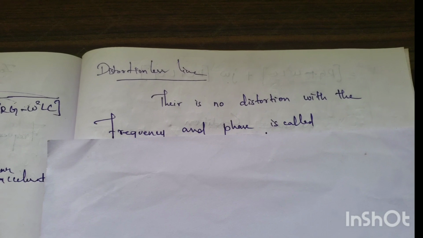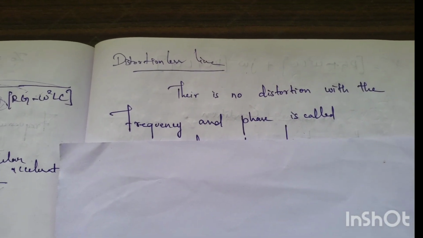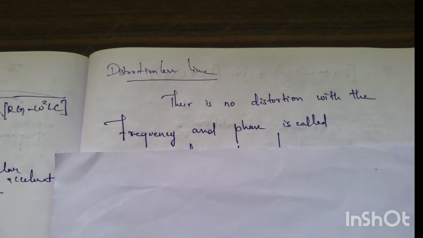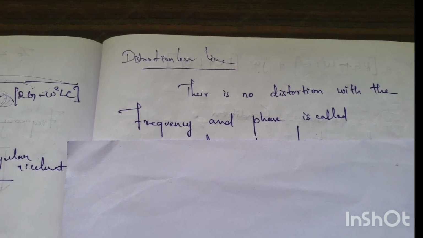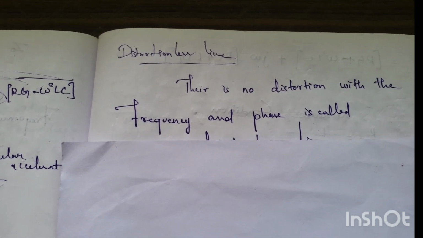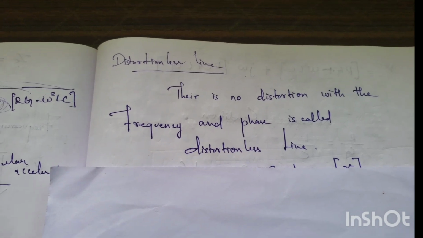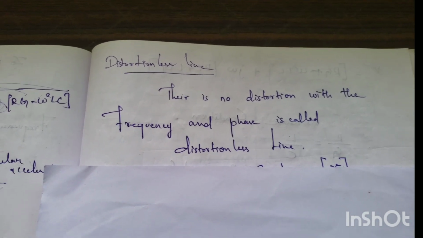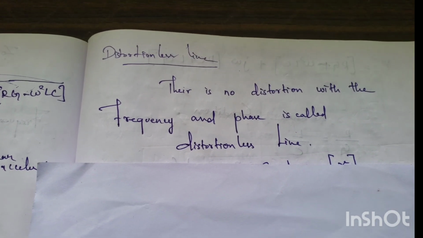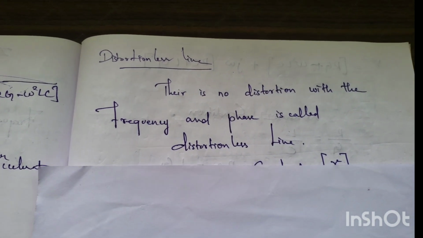Hi, today we are going to see about a distortionless line. What is a distortionless line? There is no distortion with the frequency and phase, and that is called a distortionless line. The simplified meaning is there is no loss in the frequency and phase.